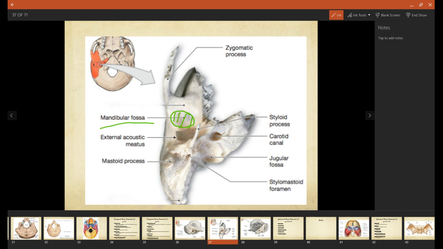Mandibular fossa. We can see the zygomatic process that sticks anteriorly to the zygomatic bone. We can also now see the carotid canal right here. So you can see this is a circular foramen. We see just a portion of the jugular foramen, but the whole thing will be formed when the occipital bone articulates with this temporal bone.